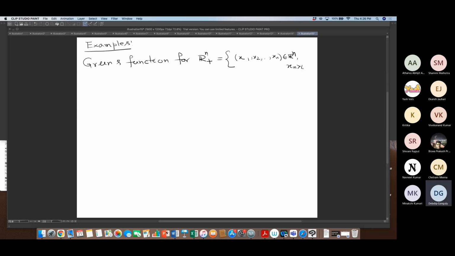Xn equal to positive. Well, first of all, can anyone tell me what is the Green function for Rn? What is the Green function? For the way I define it, what should be the Green function in Rn? Just think, what should be the Green function in Rn? Your fundamental solution satisfies all that property. Come on.